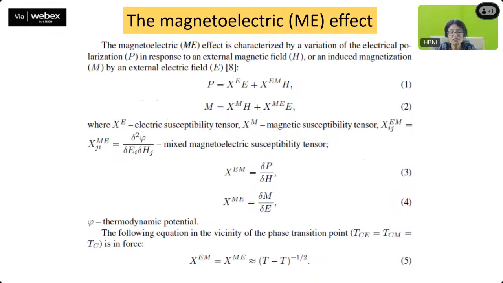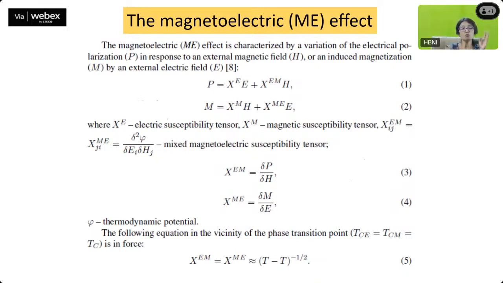So the magnetoelectric effect is characterized by a variation of the electrical polarization P in response to an external magnetic field, or an induced magnetization by an external electric field. So what exactly do we mean by this? Forget about all this mathematically. It means that you are varying an electric polarization. You are applying an external magnetic field, and with that magnetic field, your electric polarization is changing. The other way around, when you are putting in an external electric field, there is an induced magnetization in your material.